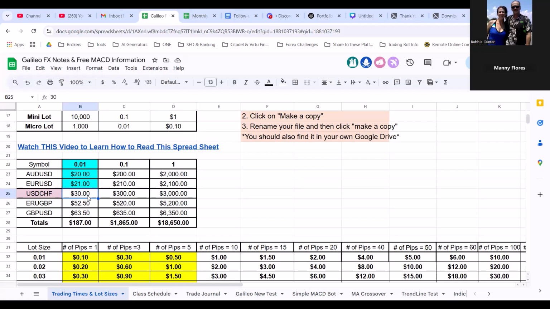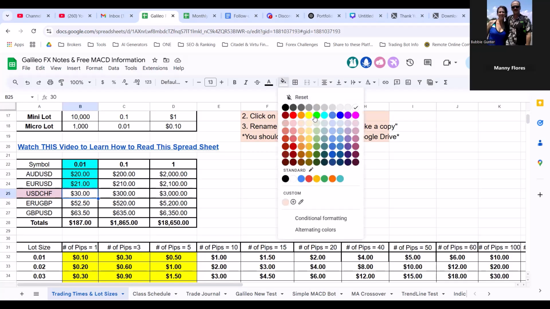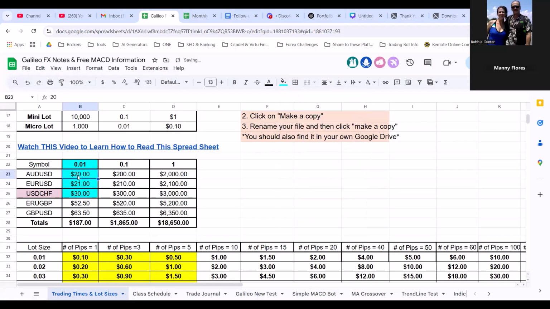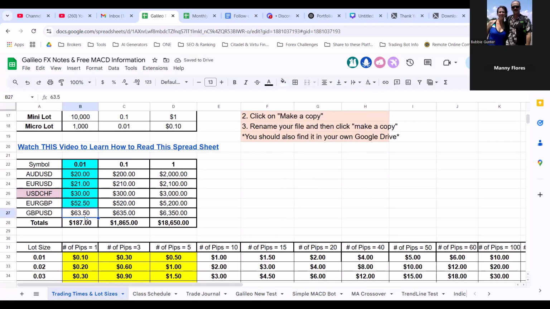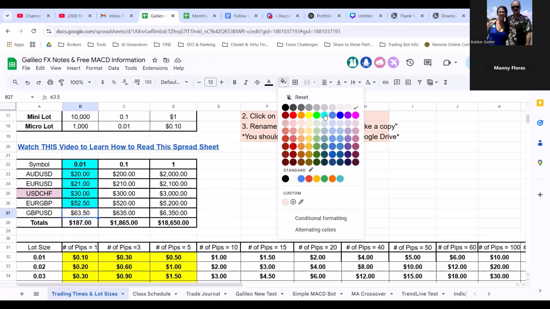And I said, so this one costs 30 and the Australian US dollar costs 20. Well, that's backwards. The EUR GBP costs $52.50 for 0.01. And the Great British USD costs $63.50 for a 0.01 lot size.